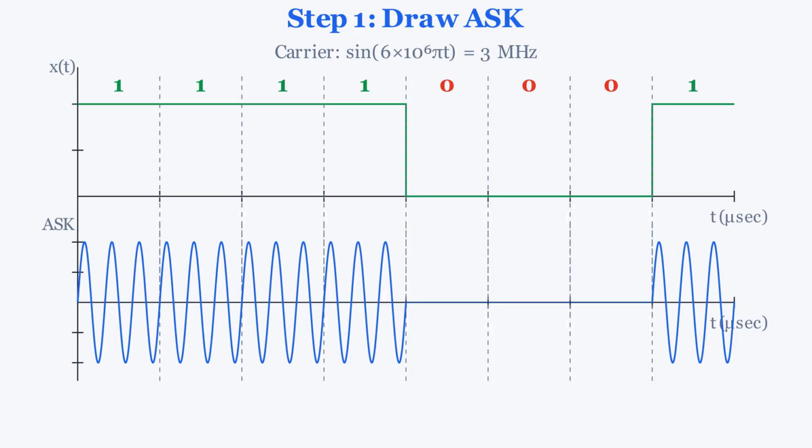Compare this to our previous video. There we had 1 cycle per bit at 1 kHz. Here we have 3 cycles per bit at 3 MHz. The waveform looks much denser, but the principle is identical.